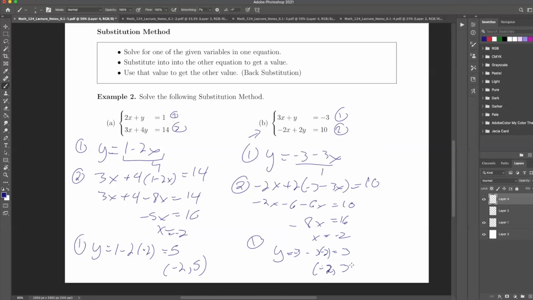Let me rewrite that so you can read it. Minus 2, positive 3 is our solution. Okay, so this is the substitution method. It's usually the first method you see when you try to solve a system of equations.